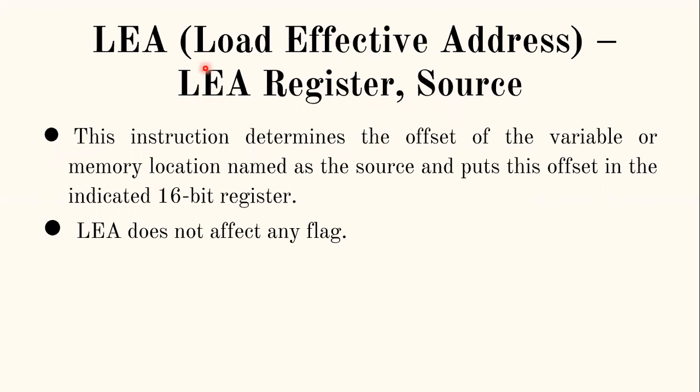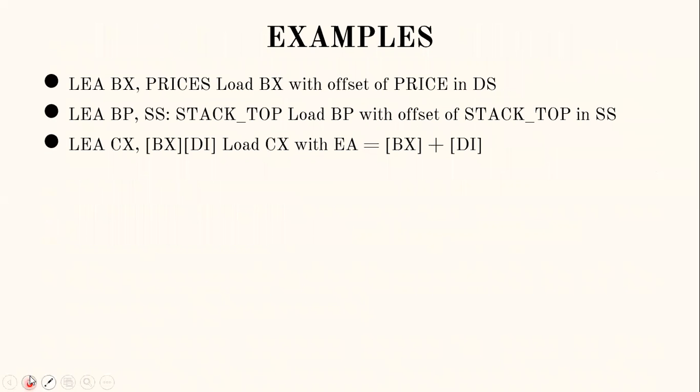What happens in this instruction? Whatever variable or memory location is named as the source, its offset address is copied into the 16-bit register specified in this instruction. Again, it does not affect any flags. For example, if we have LEA BX, some variable, the offset address of that particular data or operand is copied into the register BX.